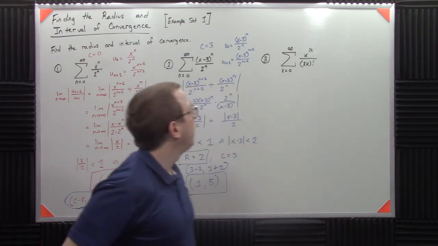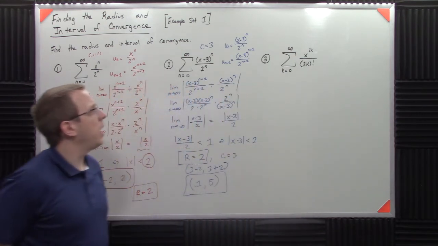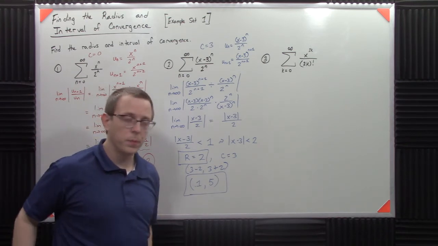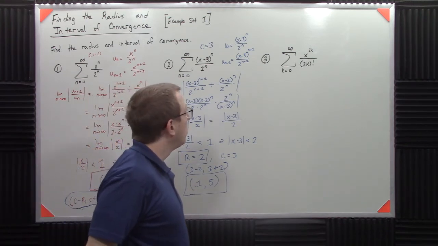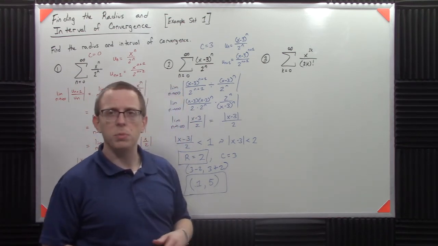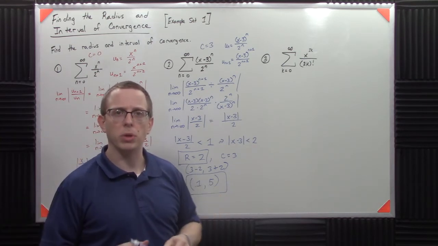Now, finally I have x to the 2k over 2k factorial. So to do this problem, we're going to do it just like we did all the other ones, but we now have a factorial, so it can complicate things a little bit.